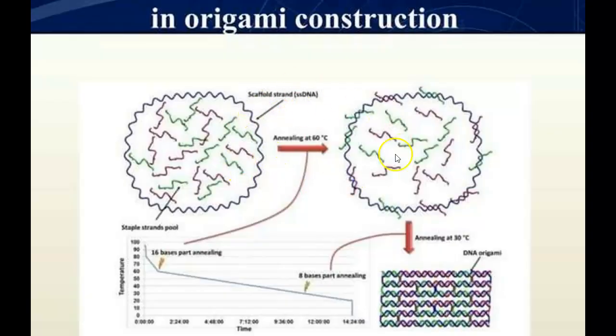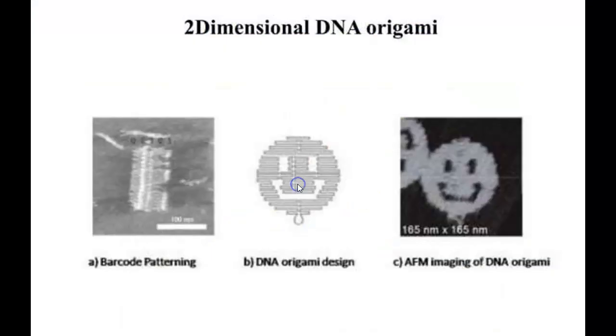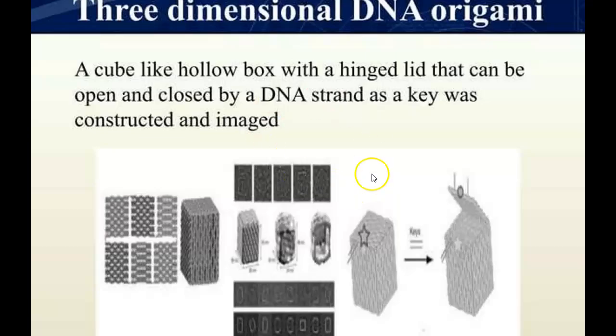Here you can see schematic illustrations of DNA folding and origami constructions. This is the two-dimensional DNA origami. This cube-like structure, a hollow box, is indicating three-dimensional DNA origami.